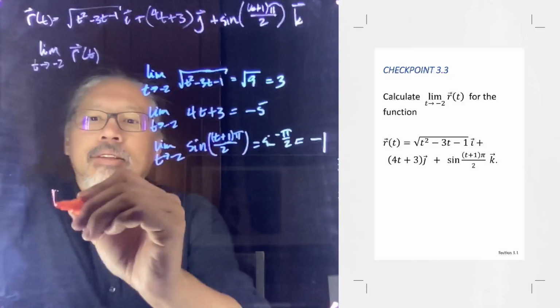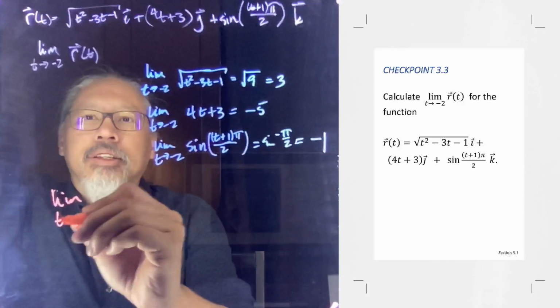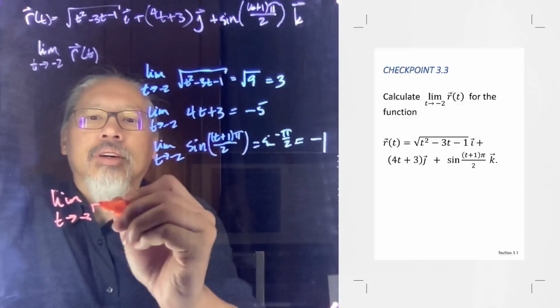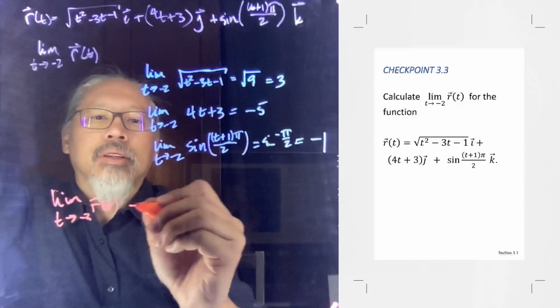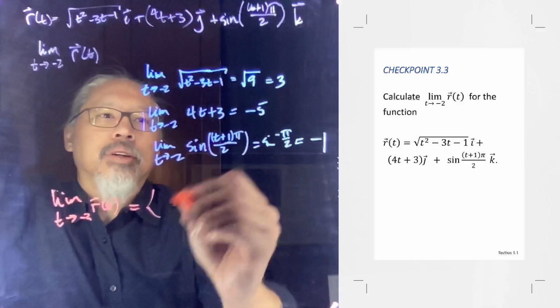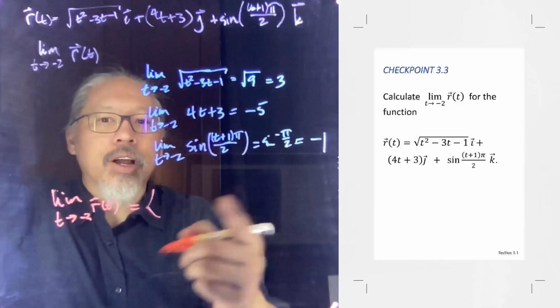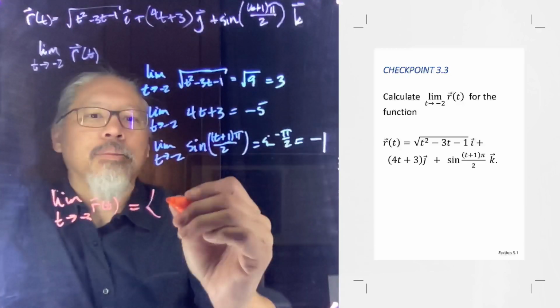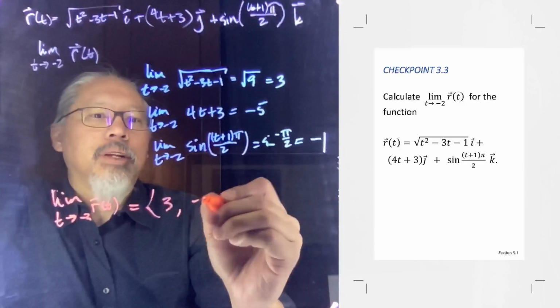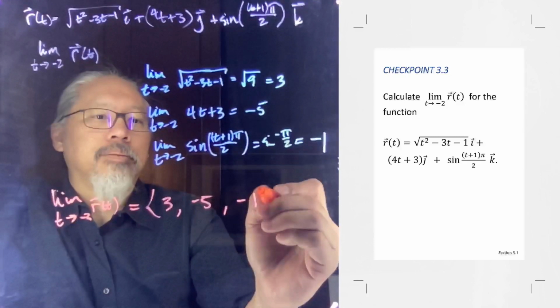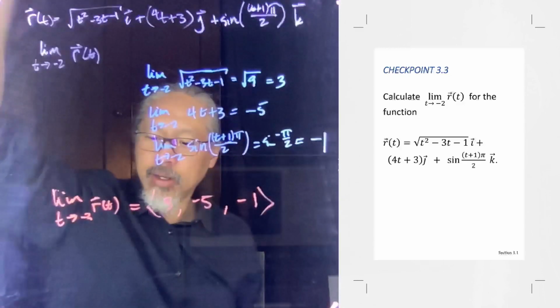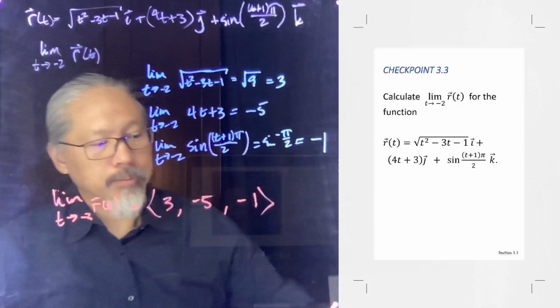So take the limit as t approaches -2 of r of t, and we did all the work already here. We're going to get, I'm also switching notation. Instead of i, j, k, let me go to the bracket notation because it's the same. 3, minus 5, and minus 1. And I think that's it. Okay, I hope that helps.